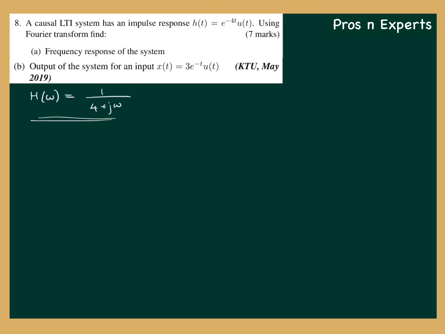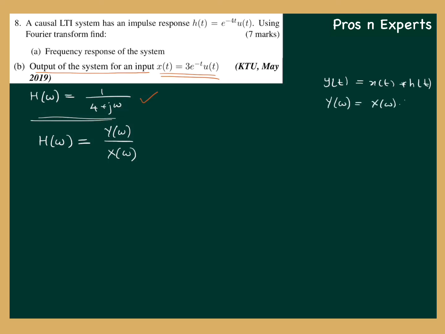Next, you need to find the output of the system for an input given as 3 e raised to minus t u of t. What you have in hand is the frequency response H of omega. H of omega is equal to Y of omega by X of omega. How did you end up in this equation? It's a result of the convolution property. Y of t is equal to, since it is an LTI system, X of t convolved with h of t. When you take the Fourier transform of this equation on both sides, you end up with Y of omega equal to X of omega into H of omega.